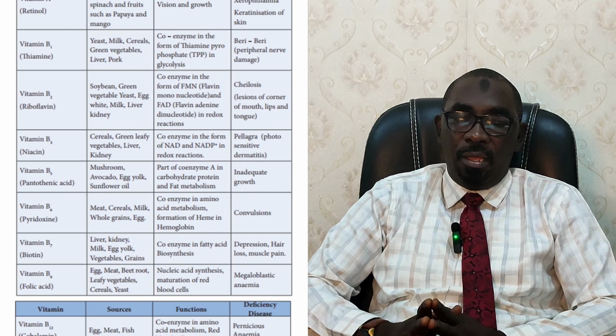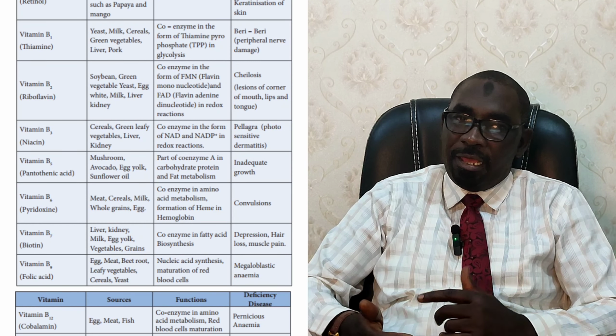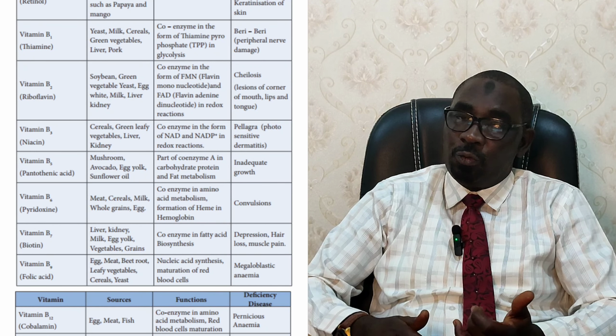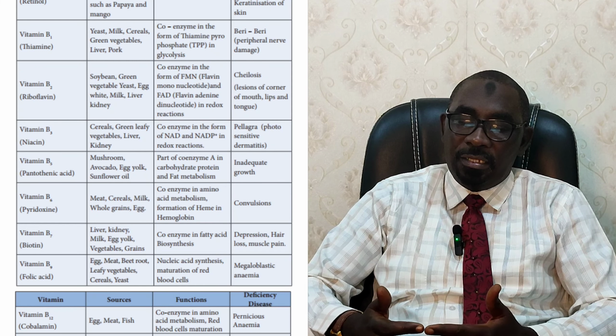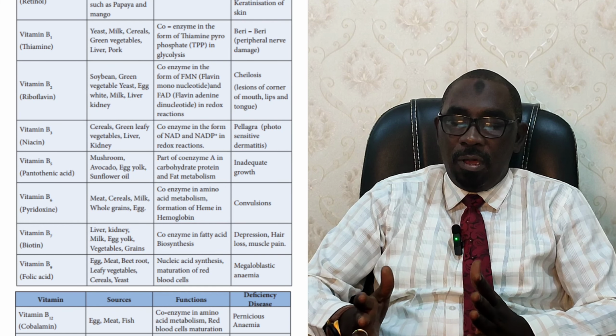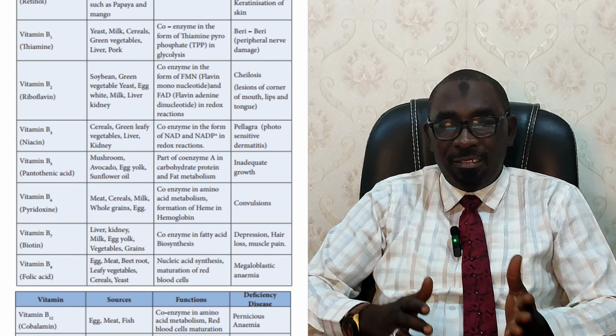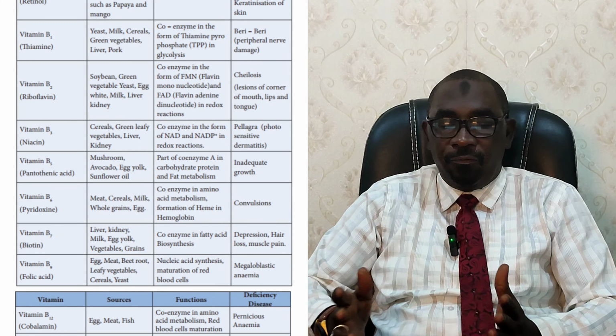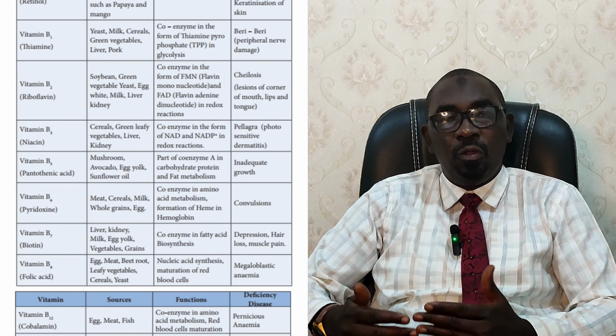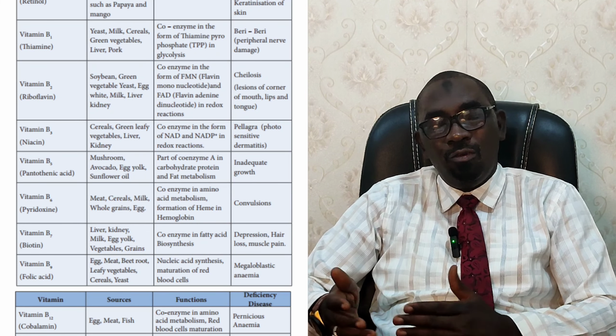What does it do? This vitamin is also a coenzyme, like I mentioned. Vitamin B1 is also a coenzyme. This one is also a coenzyme in the redox reaction, that is reduction-oxidation reaction, functioning as what? As flavin mononucleotide or flavin dinucleotide.